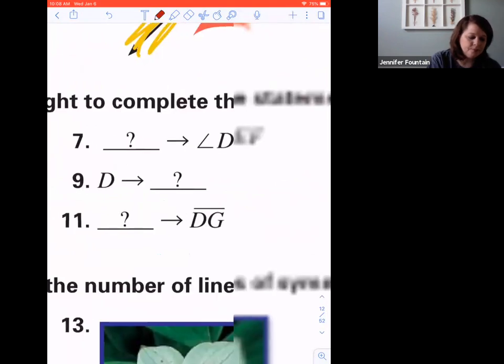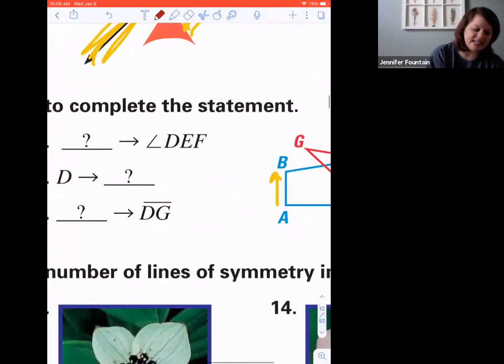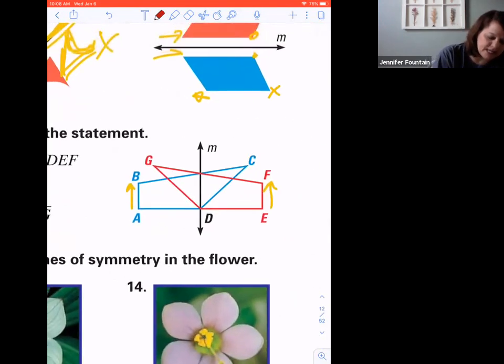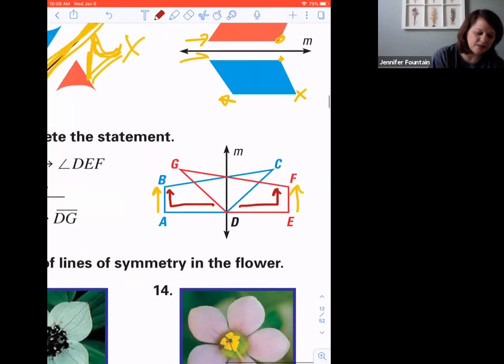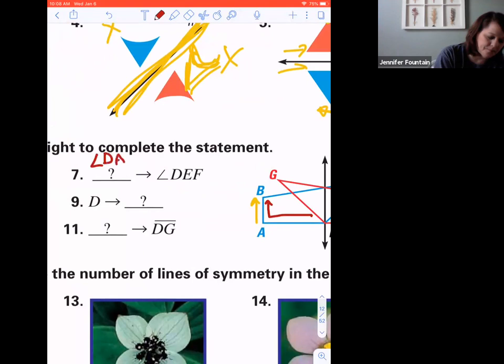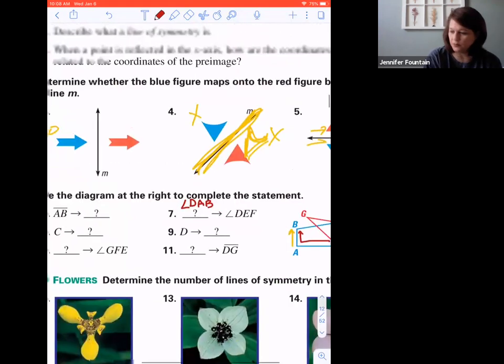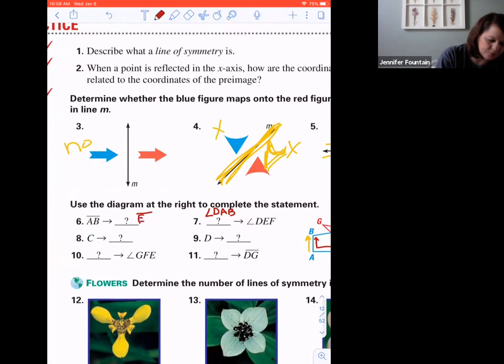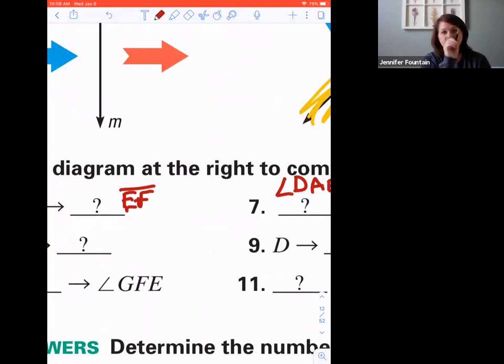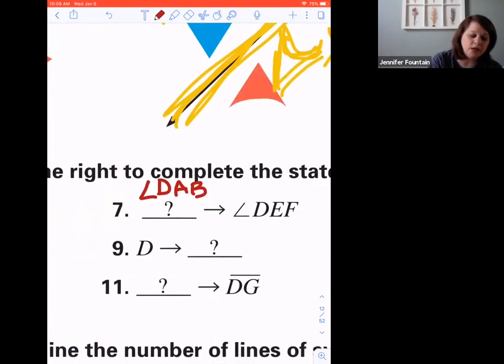The next one, number 7, says what maps to DEF? So if I'm at DEF, then that is going to be angle DAB. And we said the first one was AB went to EF. Like I said, this is the point where we're trying to be real careful about the symbols we're using. Notice that when I said EF, I didn't just write EF. I went ahead and wrote the segment line over it. Also, when I was talking about angle DAB, I've put my little angle sign in front of it.